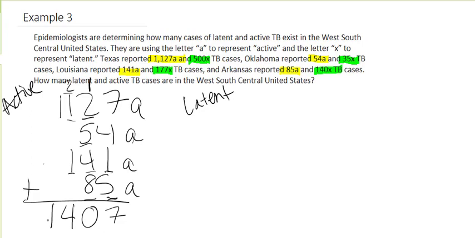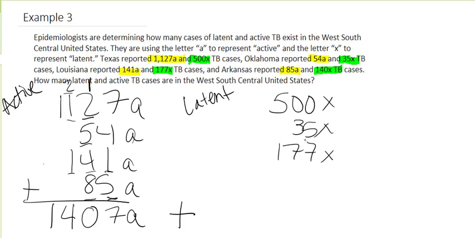So we have 1,407A, which is active cases, plus whatever else we have for latent cases. So we have 500X plus 35X plus 177X plus 140X. So let's add those together.